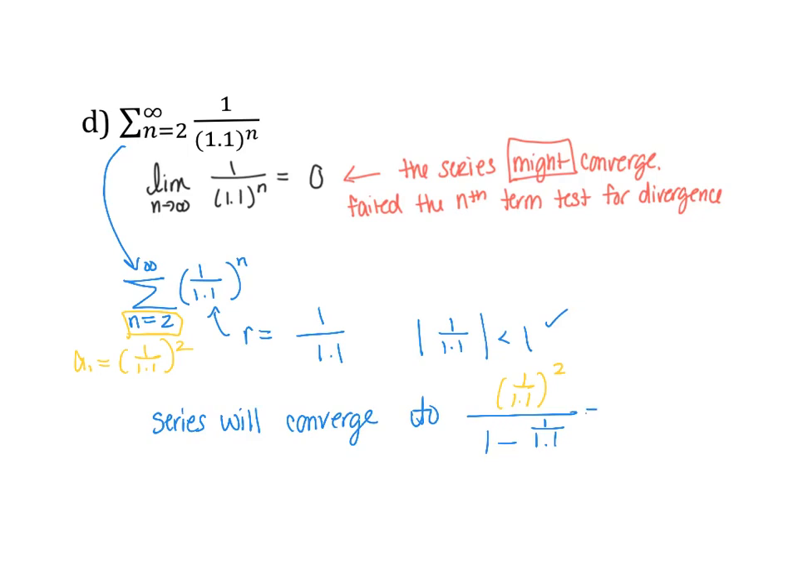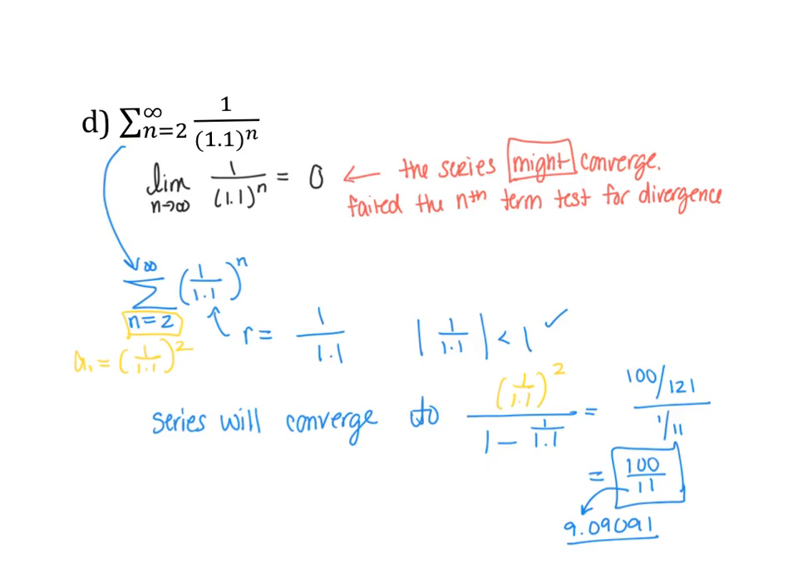So cleaning that up a little bit, if I have 1 over 1.1 squared, oh goodness, that gives me 100 over 121. When I take 1 minus 1 over 1.1, I get 1/11. And then when I clean that up, I get 100 over 11. So just a little bit of arithmetic there. If I plug that in my calculator, I get 9.09091.